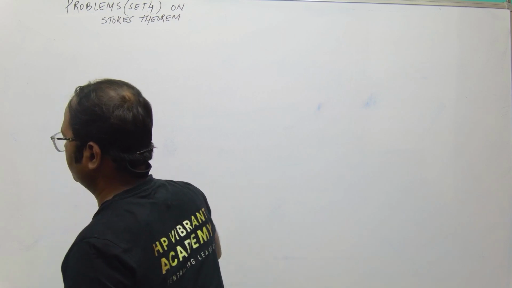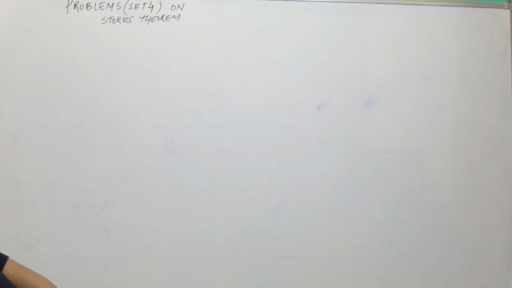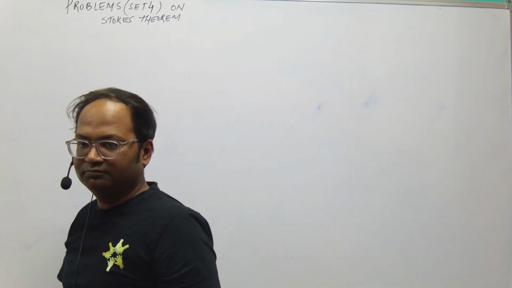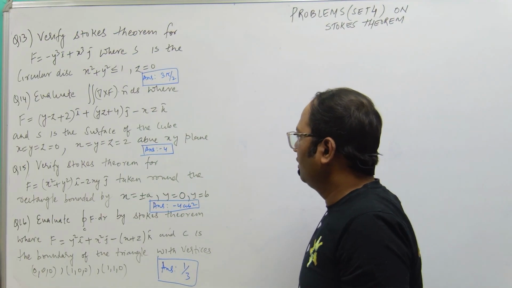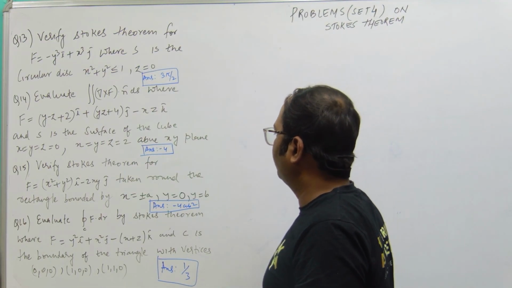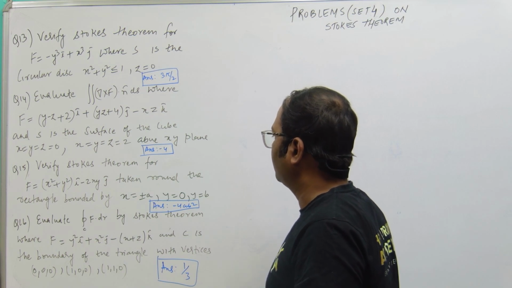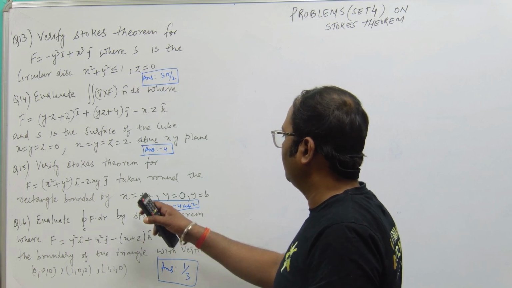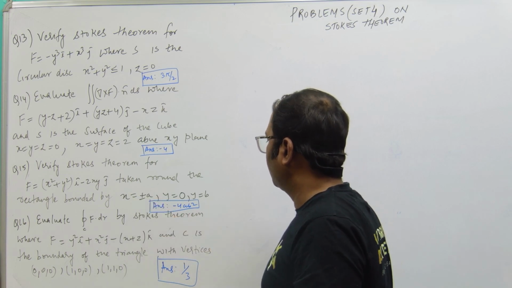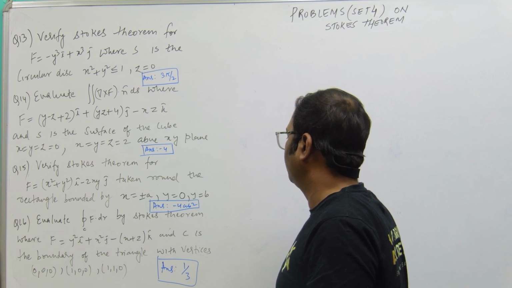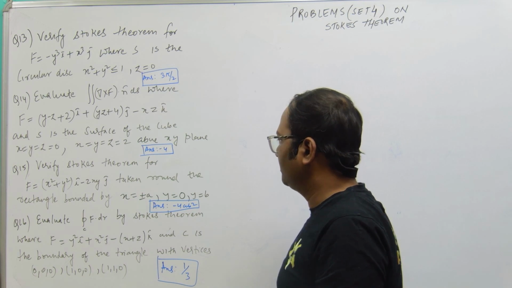Let us discuss question number 15. In question number 15, we have to verify Stokes theorem for F is equal to (x square plus y square) i cap minus 2xy j cap, taken round the rectangle bounded by x is equal to plus minus a, y is equal to 0 and y is equal to b.